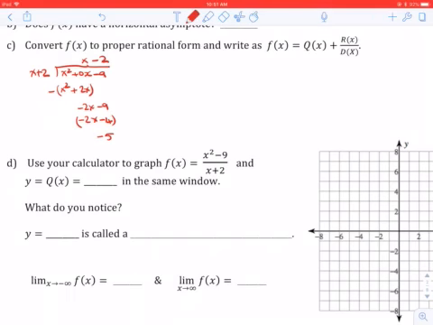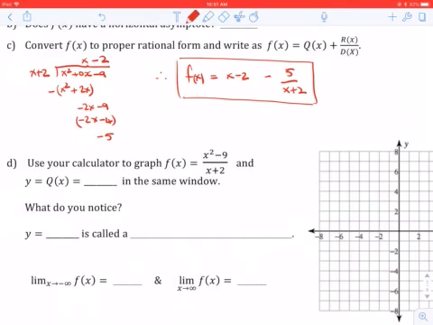And what that tells us is that another way of writing this function is to say f of x is x minus 2 minus a remainder of 5 that still needs to be divided by x plus 2. So this is the proper rational form. And when you're converting into proper rational form, as you probably remember from last class, this quotient of x minus 2 here gives you your end behavior. And what we're going to see today is that this piece right here gives you your orientation relative to that end behavior. I'm going to be a little bit more detailed on that.